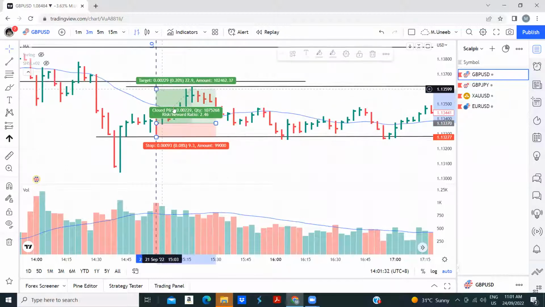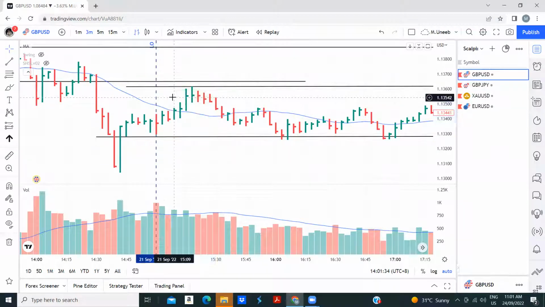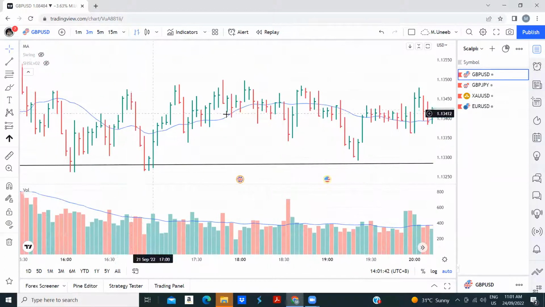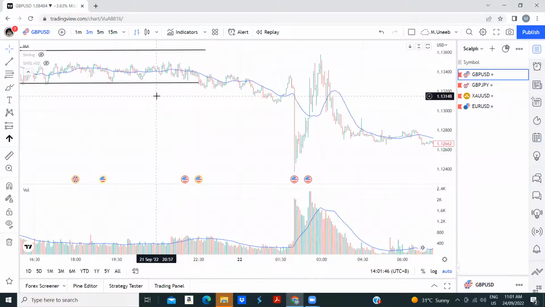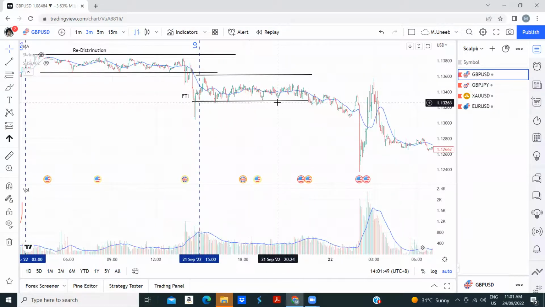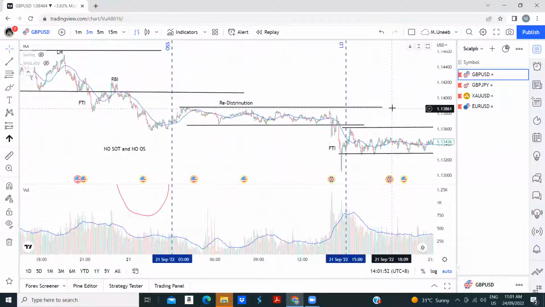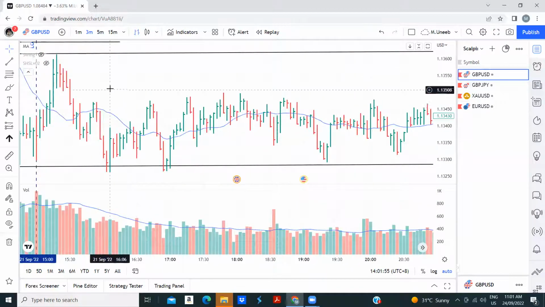Just for 3 hours, 2 hours, and that's it. Otherwise, you have to wait for the price to come back and then go for the second additional entry. So you see, the price is ranging this whole day. And why this is ranging, I must tell you why. Right over here, there's a reason for that.